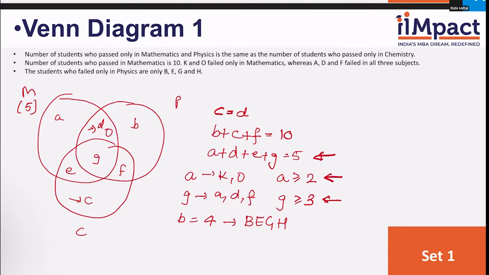So D will be 0, E will be 0, G will be 3, and we have figured out A, D, and F are part of the D clan, okay? And A is going to be 2, where K and O are part of its subgroup, okay? Similarly, B we know is going to be 4, and B, E, G, H are its part. Since we know C is equal to D and DF is 0, we figured that out. So C is also going to be 0, leaving F to be 6.